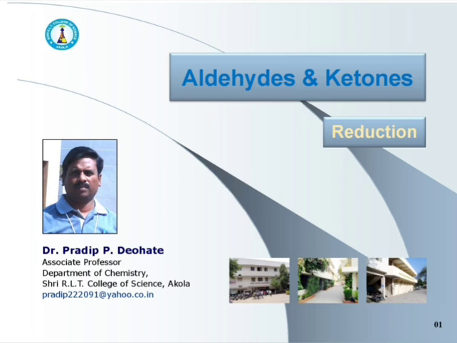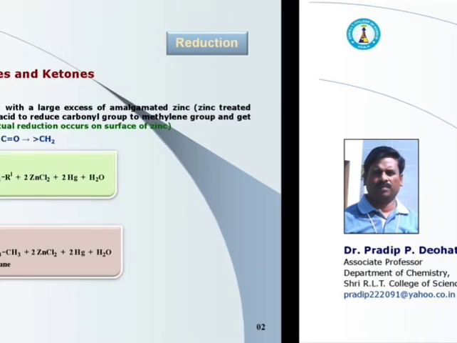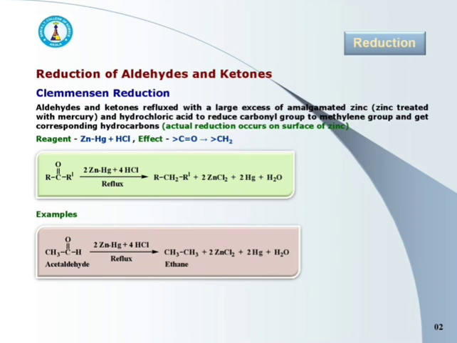Specially related to the reduction of aldehydes and ketones. Let's discuss the different types of reductions in aldehydes and ketones. The first one is Clemmensen's reduction.